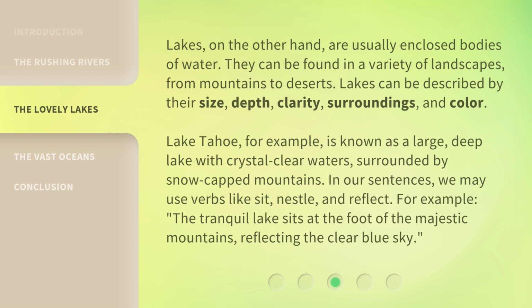In our sentences, we may use verbs like sit, nestle, and reflect. For example, the tranquil lake sits at the foot of the majestic mountains, reflecting the clear blue sky.